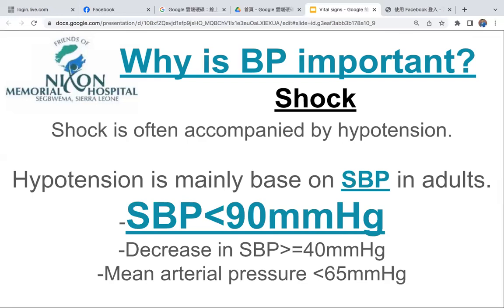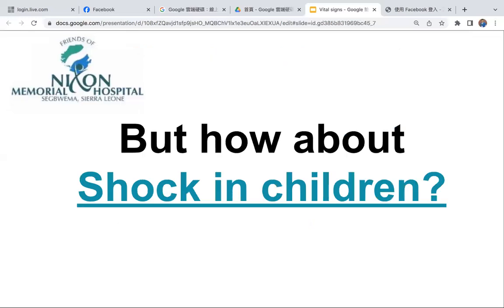But the only thing you need to remember is if the systolic blood pressure is less than 90 mmHg, the patient might have shock. But how about children? We know that the cuff for the blood pressure machine might be too big, too large for children, and it's hard to measure blood pressure in children.